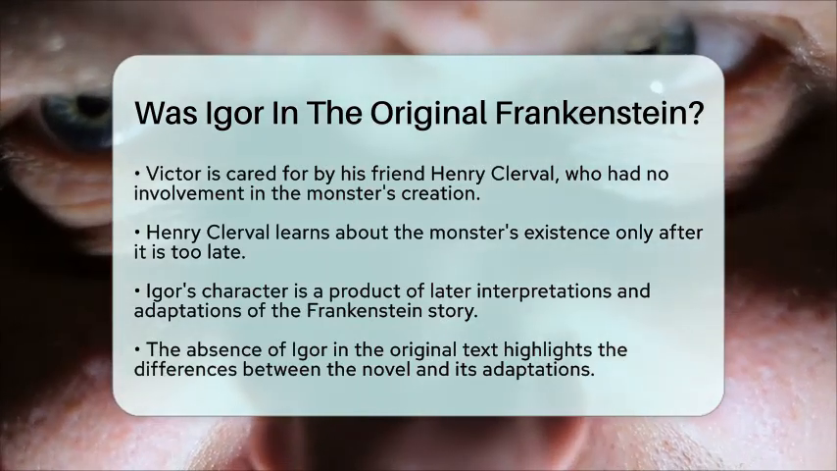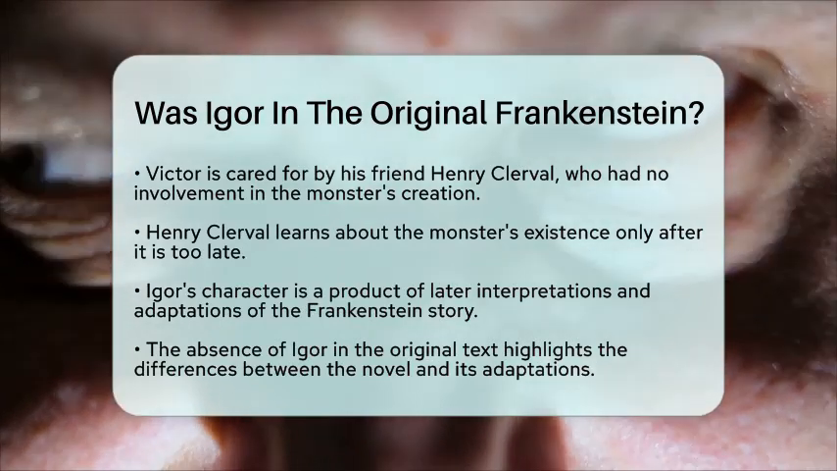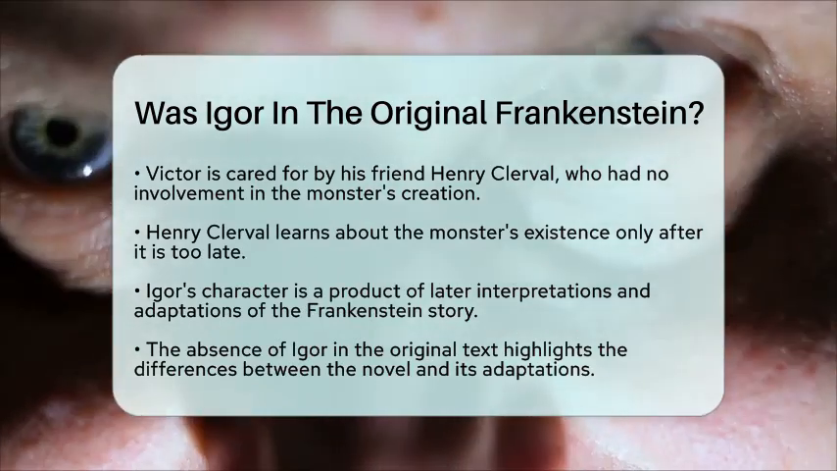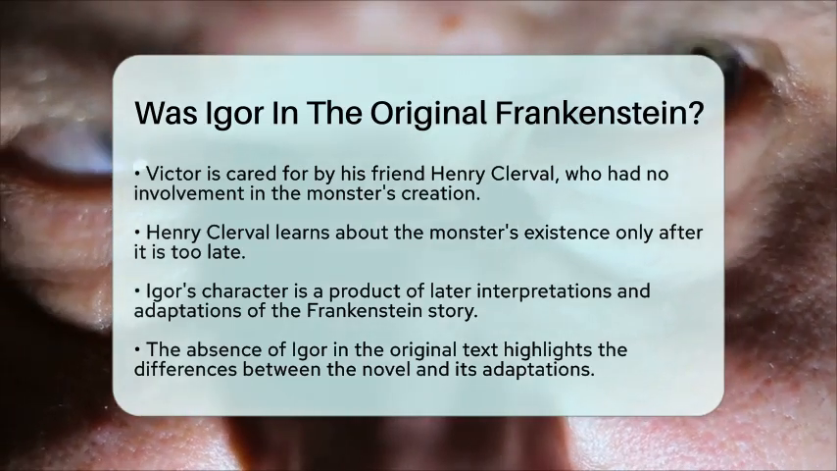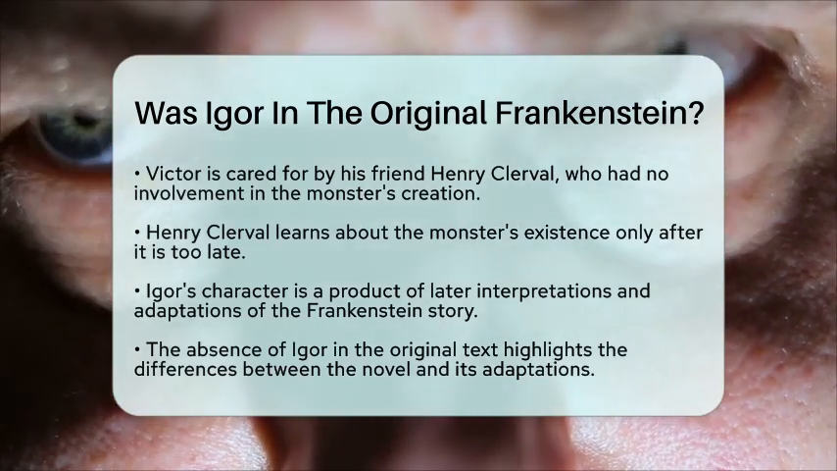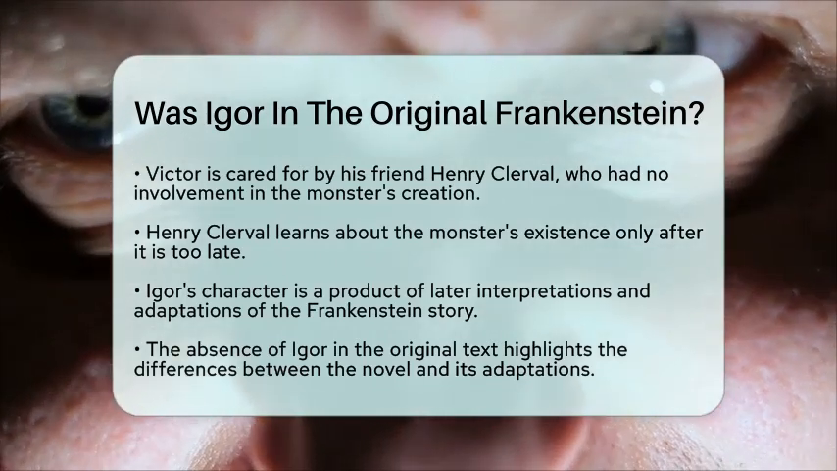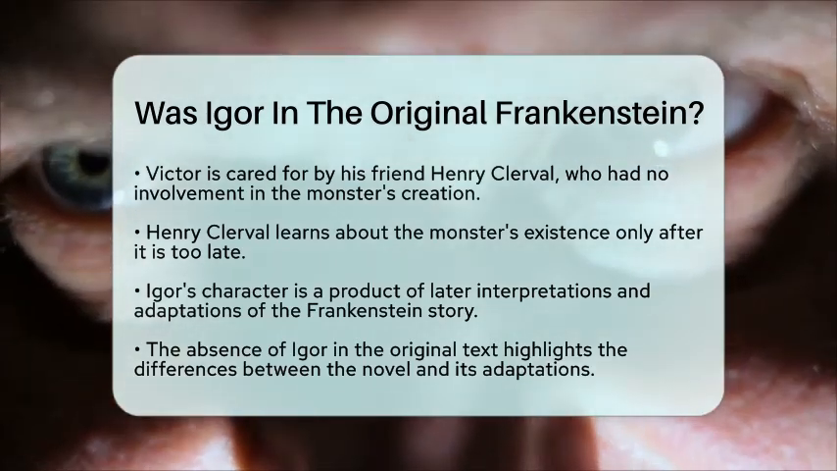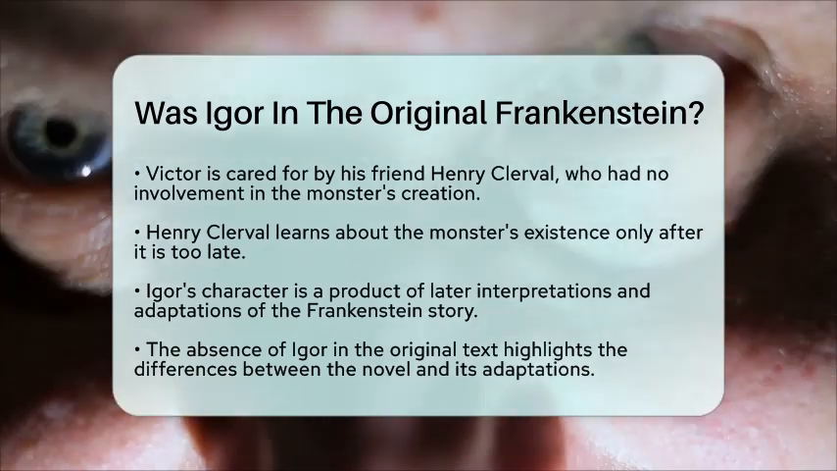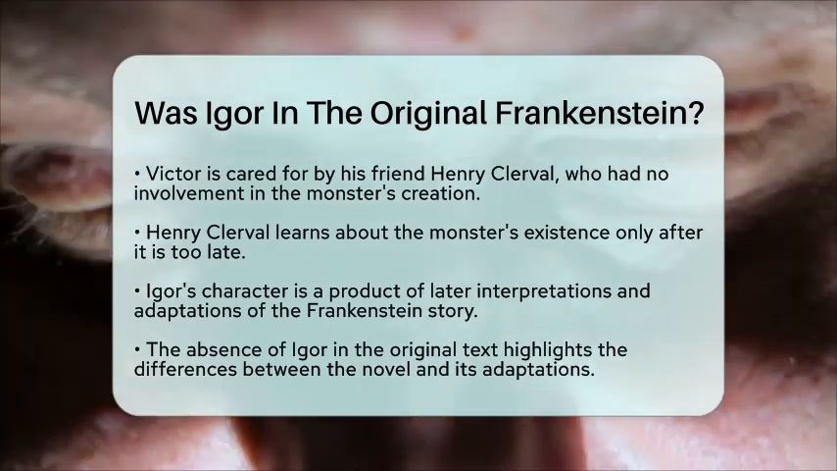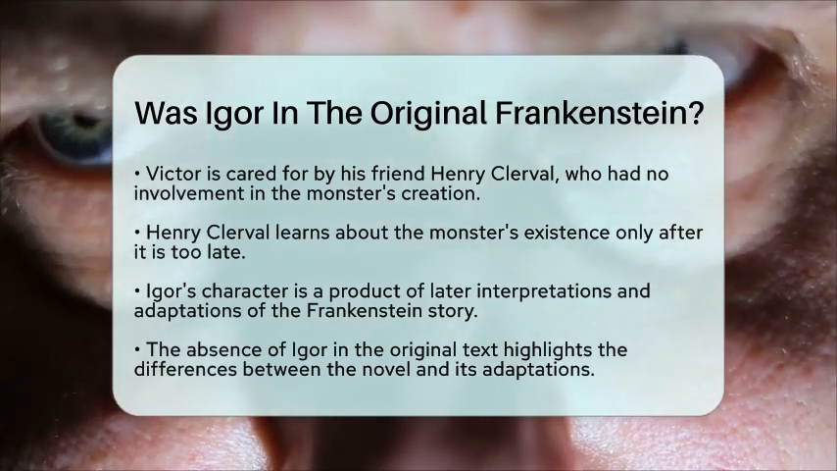For example, in the 1823 play Presumption; or, The Fate of Frankenstein, a character named Fritz serves as a servant to Victor Frankenstein. However, this is not part of the original novel. In the original story, after creating the monster, Victor Frankenstein has a breakdown and is taken care of by his friend Henry Clerval. Henry Clerval is not involved in the creation of the monster and only learns about it later.